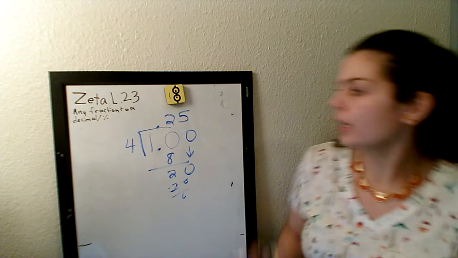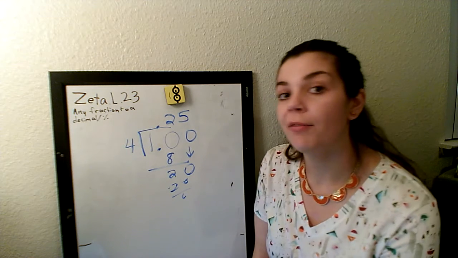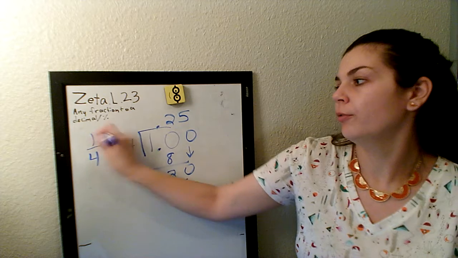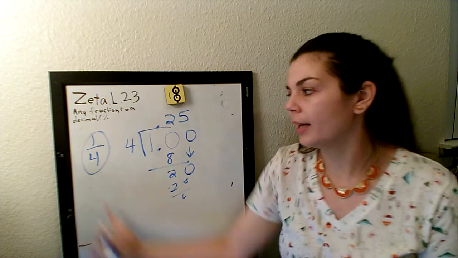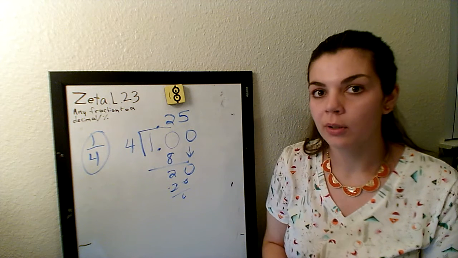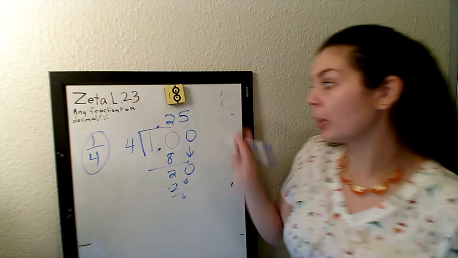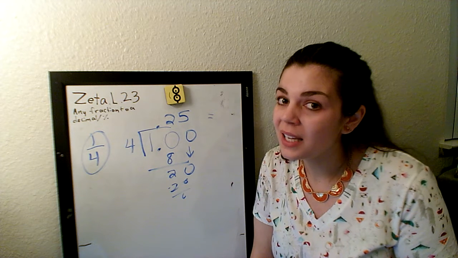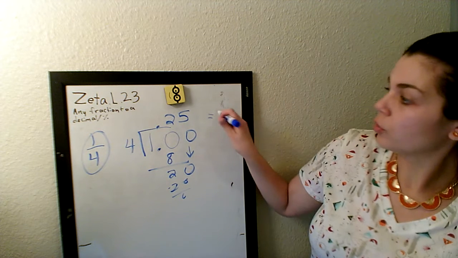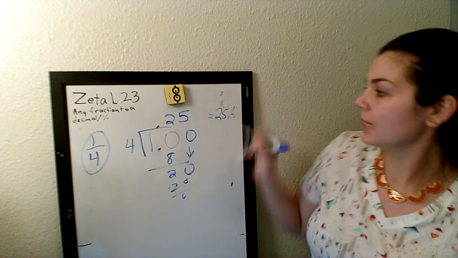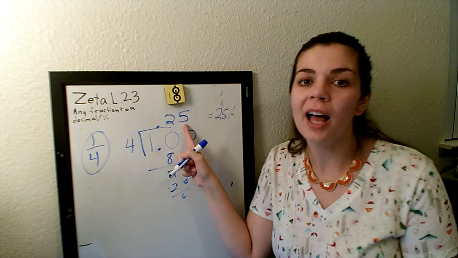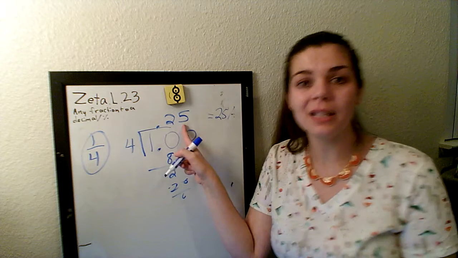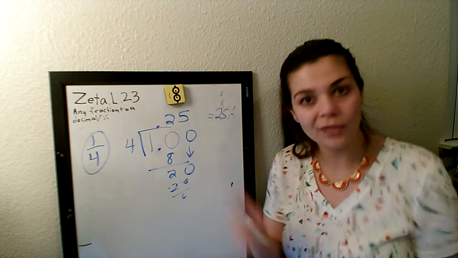0.25. Now, 1/4 was my beginning fraction, and I turned it into a decimal. What would it look like as a percent? 0.25 would be 25%. Remember, this is out of 100. This is in the hundredths place. So it's out of 100, which automatically means it turns into a percentage if you need it to.